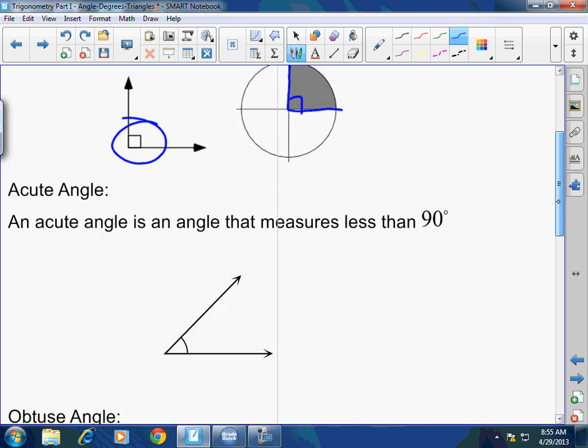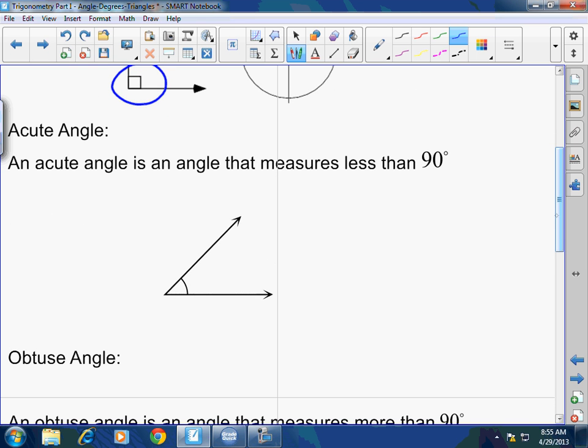An acute angle. An acute angle, it's a cute little angle. It's an angle that is less than 90 degrees. Yes, sir. I'm sorry? If it goes negative, it will also be acute, yes. But we're not going to worry too much about negative angles right now. We're going to take baby steps. I just want you to know what the difference between a positive and a negative is. But yes, whatever works for the positive side works for the negative side as well, sir.